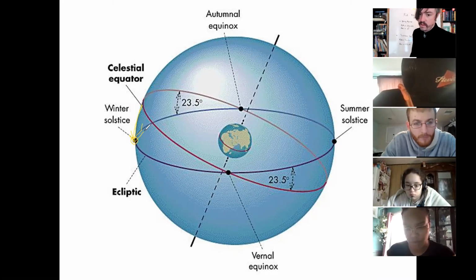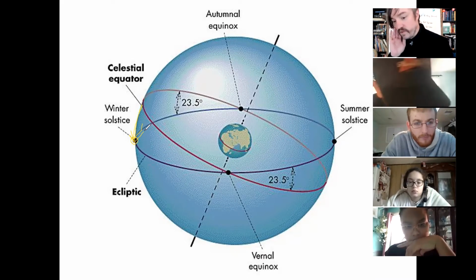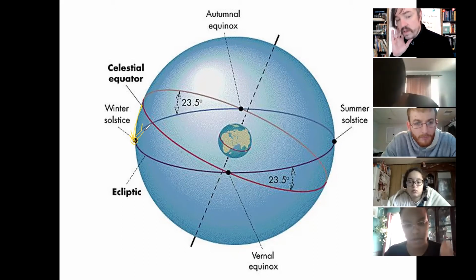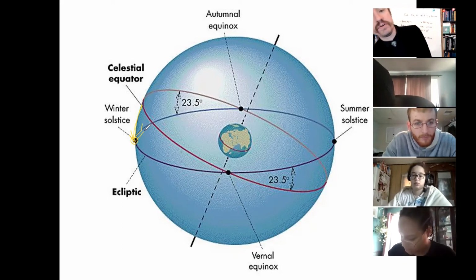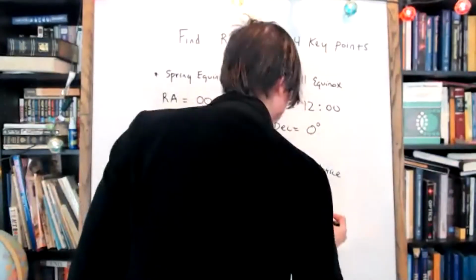Okay. So the declination is going to be 23.5 degrees? Almost. Remember that we go positive or negative from the celestial equator. Negative. So negative 23.5. Good. All right, so that's the declination: negative 23.5.